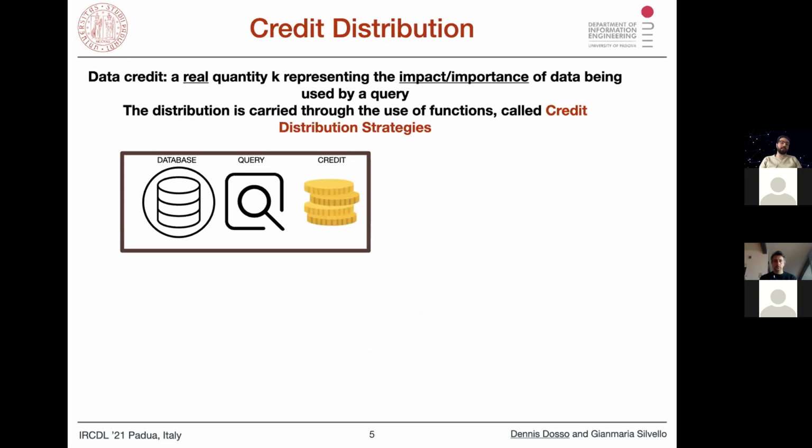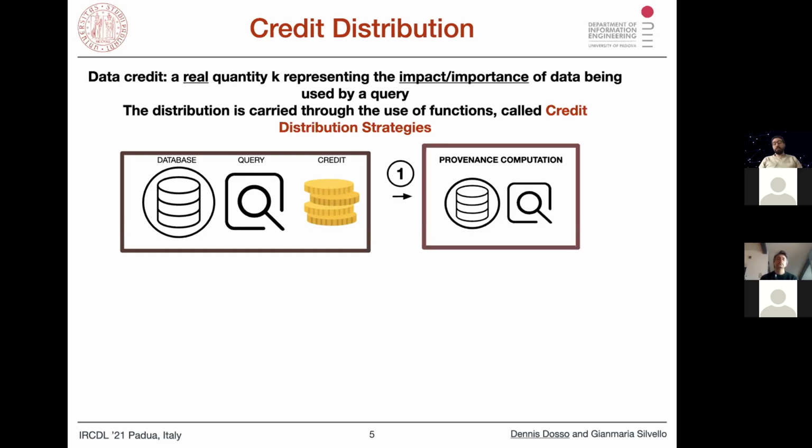So we start from a database, from a query on this database, identifying data that we are trying to cite, and from credit. Now, credit is simply a real value which is describing the importance of this citation. So, for example, we have a paper, we have a data citation in this paper. The credit represents somehow the impact, the importance, the relevance of this citation in the overall economy of a paper. Now, in this context, we are considering credit as given. We are not focusing on how to compute it. There are different ways to do that.